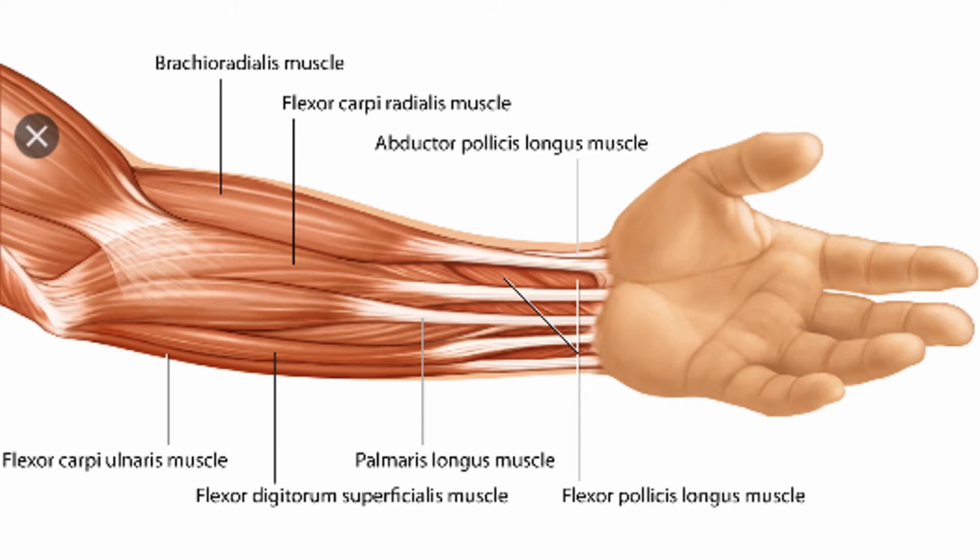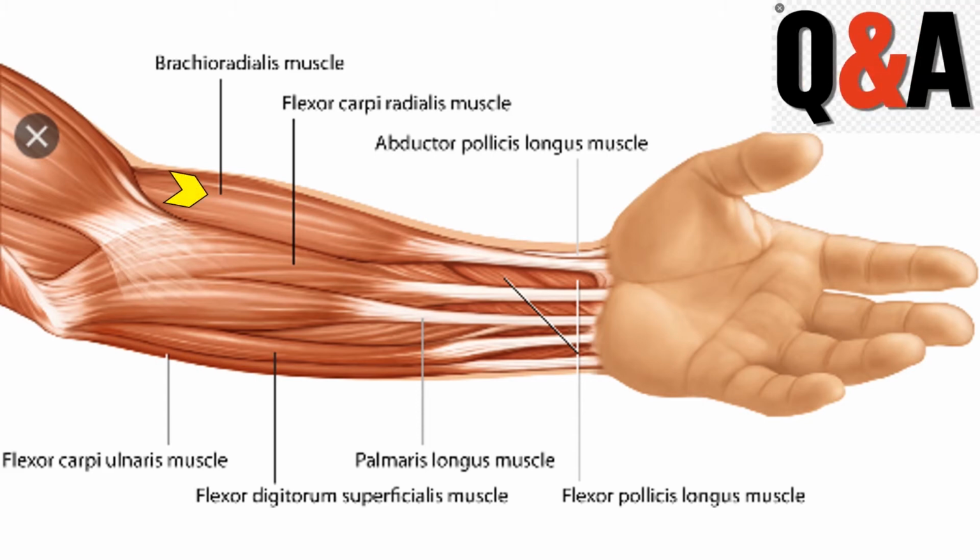Now, brachioradialis is a landmark because it separates the flexor compartment anteriorly from the extensor compartment posteriorly, and therefore some people consider it as a lateral compartment. And here is the brachioradialis muscle coming lateral to the biceps tendon, and it goes distally and is inserted into the styloid process of the radius.